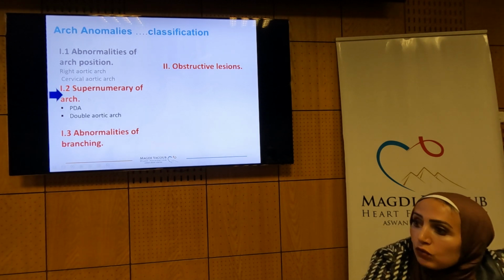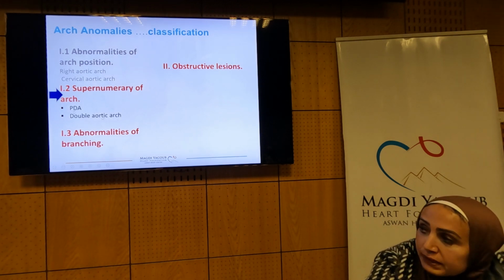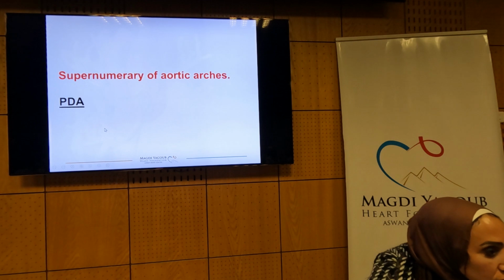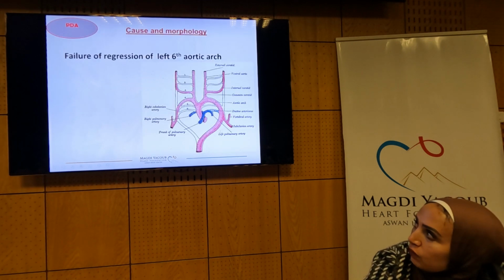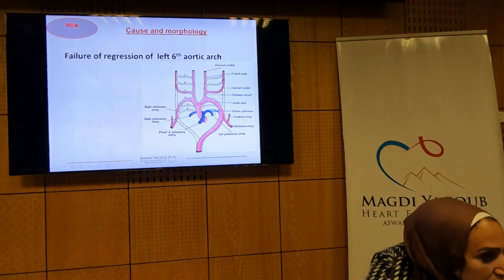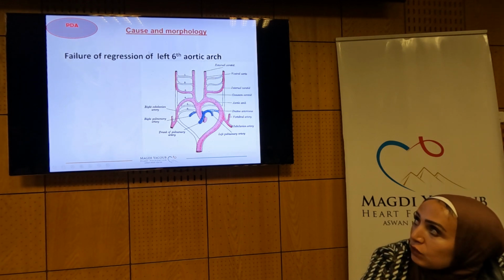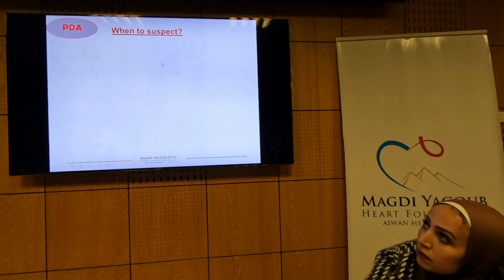Okay. Now we will move to number 2, supranumerosity of the arch. So with supranumerosity of the arch, you will find that you have a PDA or double aortic arch. It's very easy to expect where PDA comes from. From which arch? The 6-1. The 6-1 will be persistent. So now we have the sixth aortic arch on the left side persistent, and it will have the duct. Again, it's failure of regression of the sixth aortic arch on the left side.